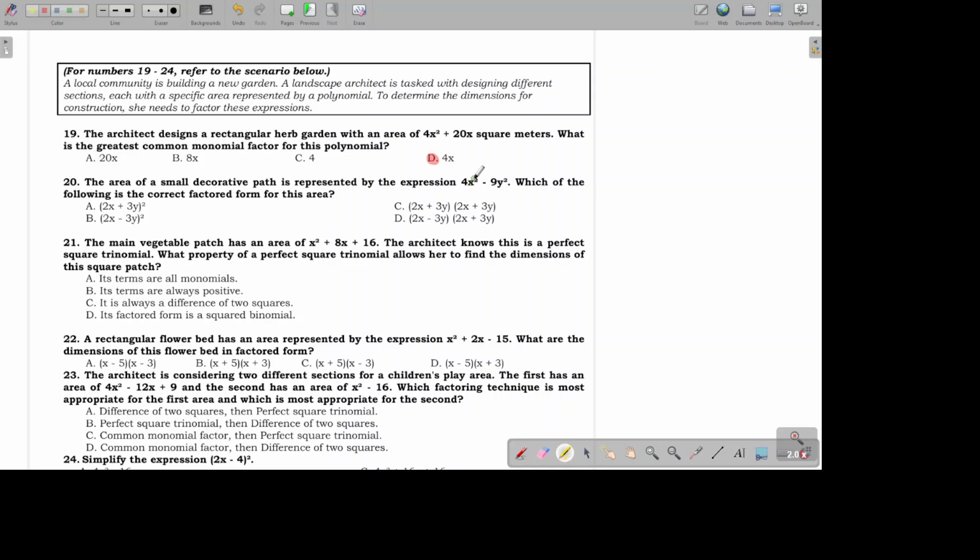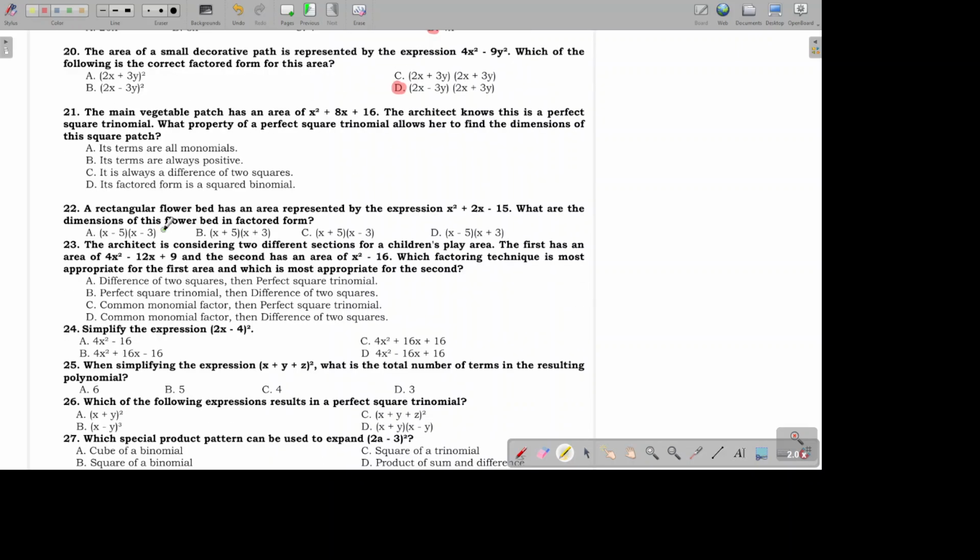So ang root ng 4x squared is 2x. Ang root ng 9y squared is 3y. So, we just have to see 2x plus 3y times 2x minus 3y. Which one has that? Letter D. Okay. So, I mentioned it the other way around, but that's the same. Because multiplying the same values will just give you the same product. So, 2x plus 3y times 2x minus 3y is just the same as saying 2x minus 3y times 2x plus 3y. Okay, let's have number 21.